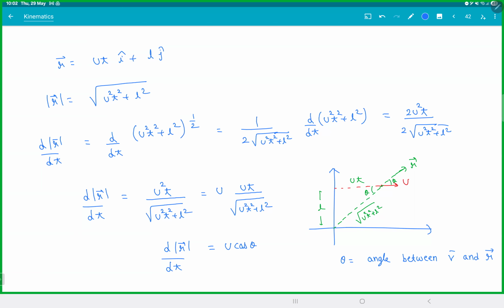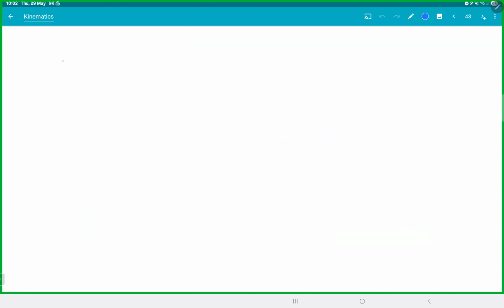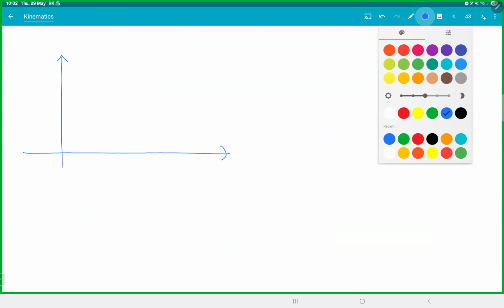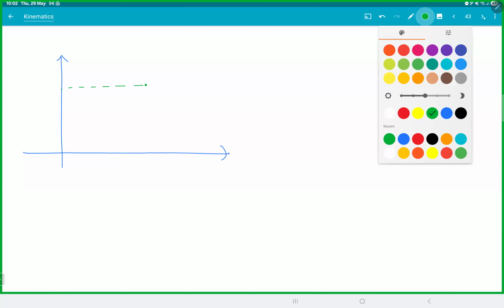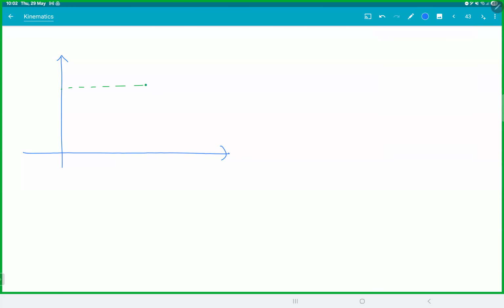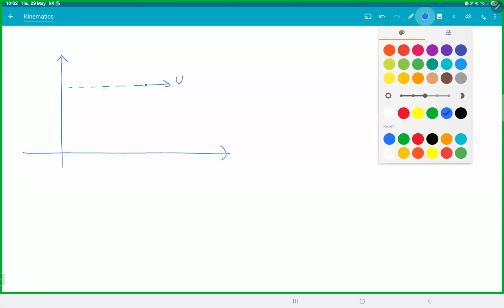Now let's see what it means actually. There's a much better way to do this. The idea is important. Again, we are going to encounter this in circular motion. Look at this. The particle is somewhere here, going with speed u.